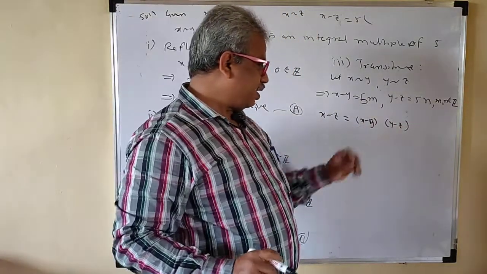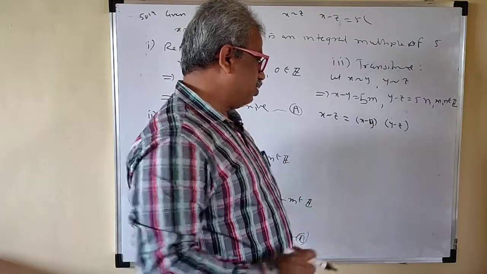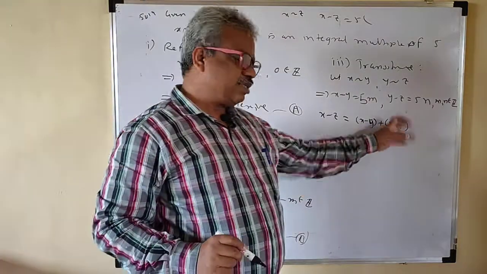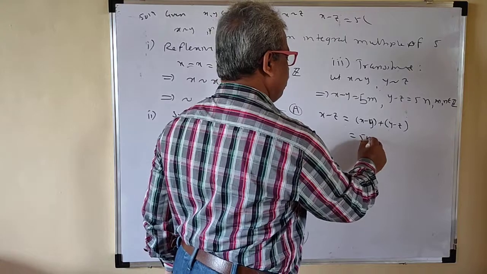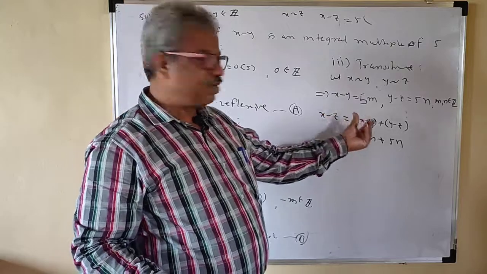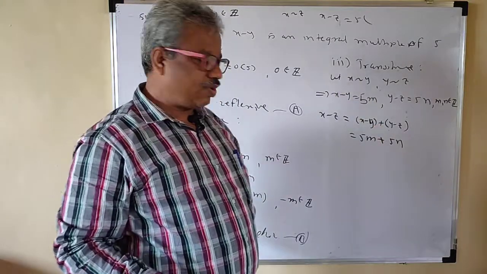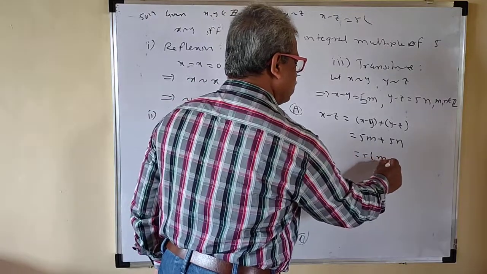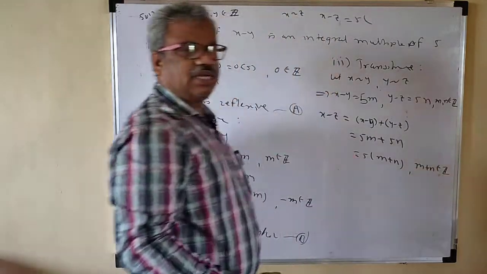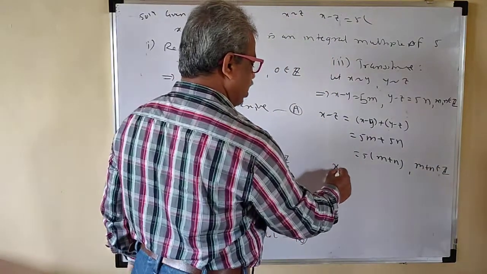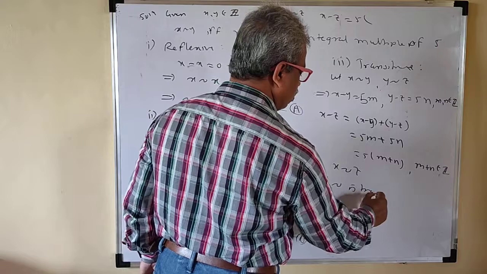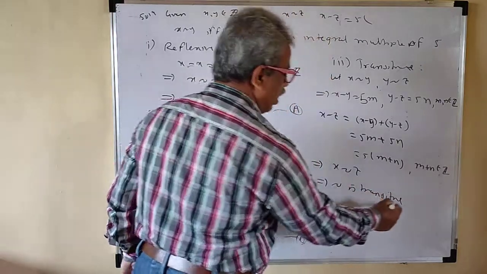Now if you open the bracket, what do we get? This is x minus z. And this is 5m plus 5n. So it is very easy. You have expressed x minus z in terms of x minus y and y minus z. Now I can take 5 common, so this is m plus n. Your m plus n is an integer, because the sum of two integers is an integer. Therefore x is related to z. So this implies that the relation is transitive. I'll call this C.